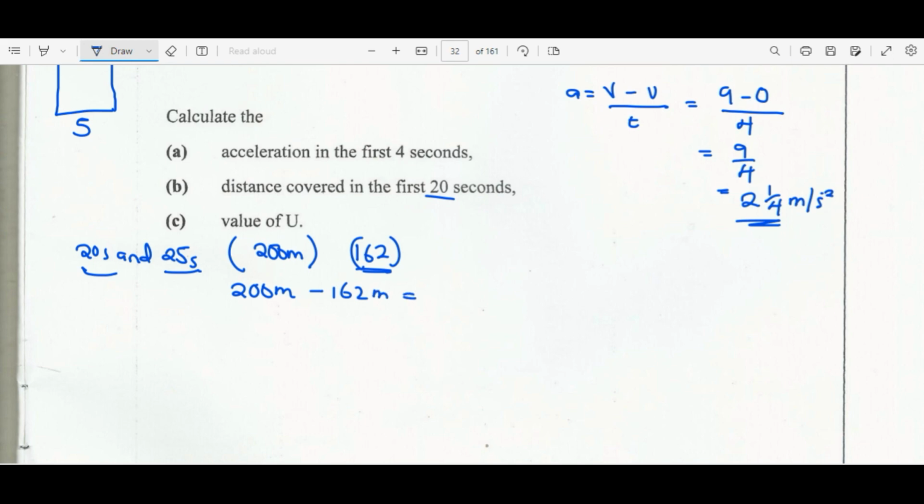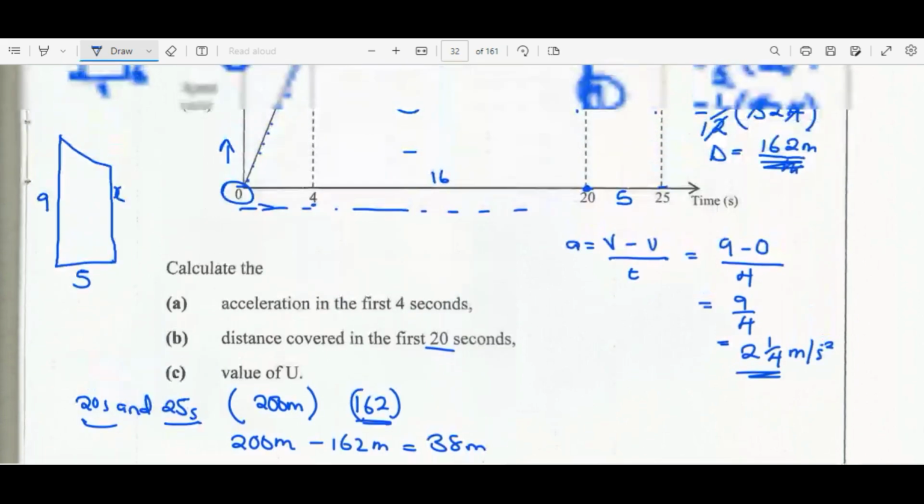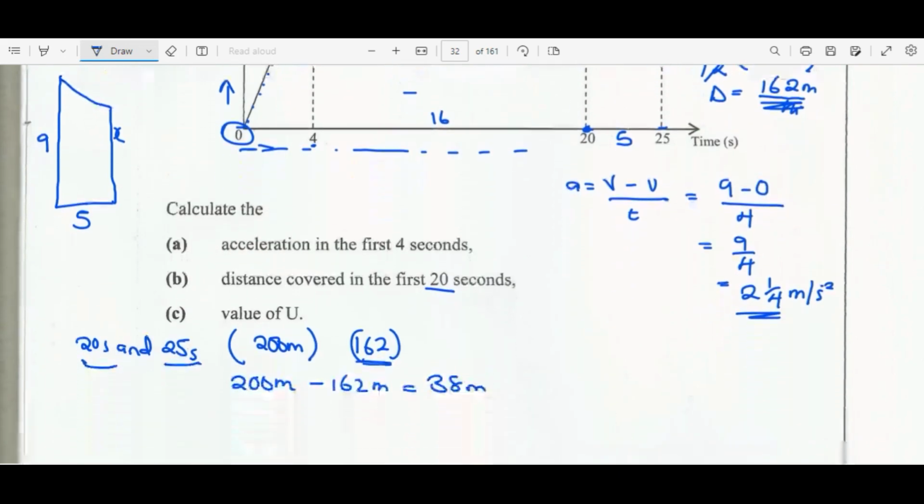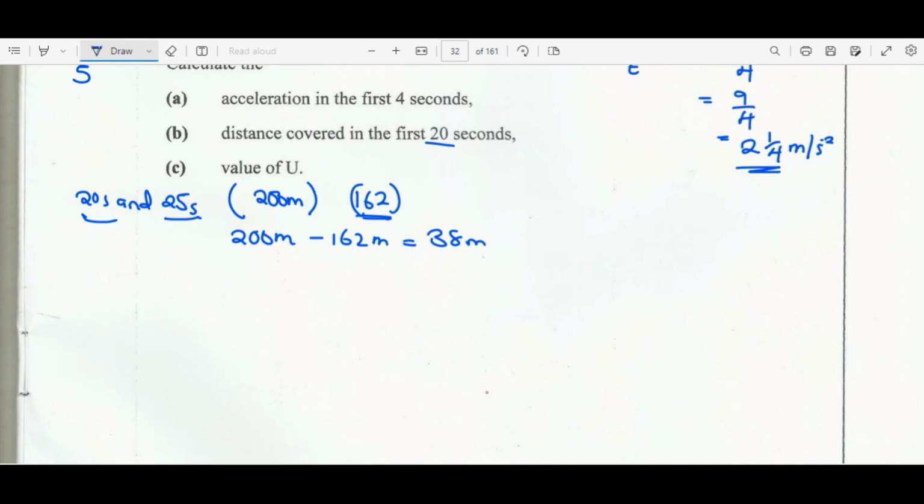So it will give us what? It will give us 38 meters. So meaning the distance here which was covered is 38. So the distance which was covered is 38 meters. Because we have found 38 meters, that is the distance.